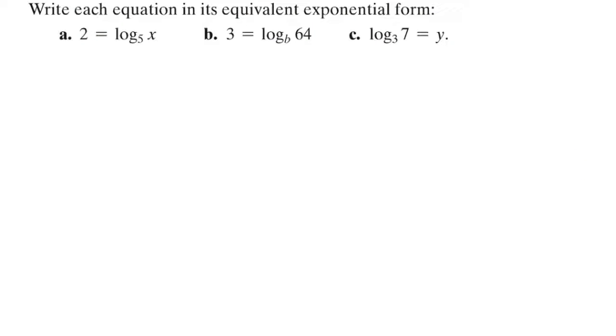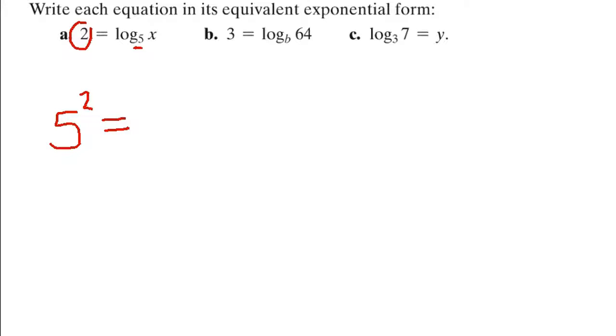Okay, so we're going to change from logarithmic to exponential form. I start by looking at my base. On A, I see that I have a base of 5. So that's going to be the base of my exponential. And that base is raised to whatever the logarithm was equal to. So that becomes an exponent. And the exponential equals the input of the logarithm.